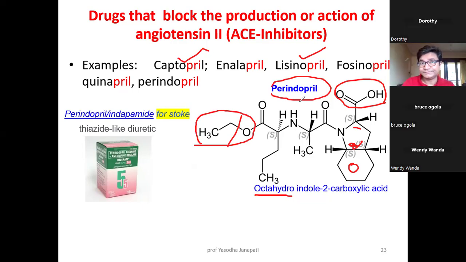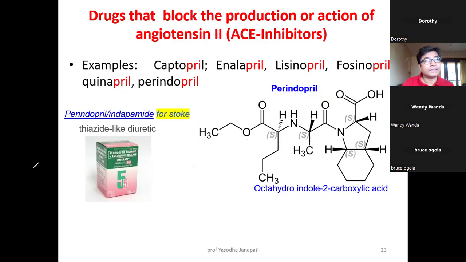Yes, please. Excuse me, sir. I remember you said that calcium channel blockers are contraindicated in CHF. How come perindopril indapamide is combined with amlodipine, which is a CCB? Yeah, very good question.